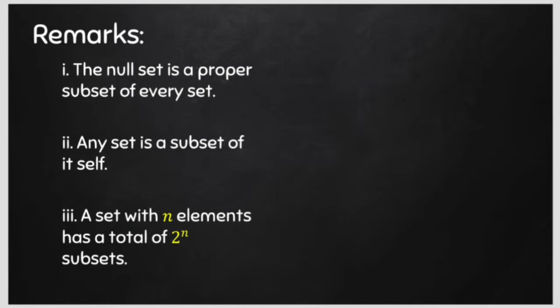Okay, remarks. The null set is a proper subset of every set. So, empty set is a subset of A, B, C, or D, any set. Or you could say the empty braces is a subset of B.